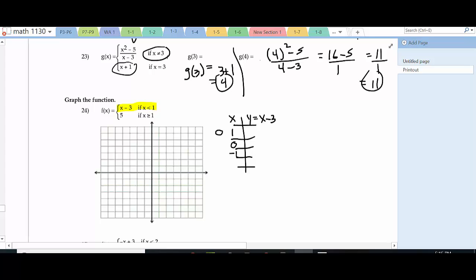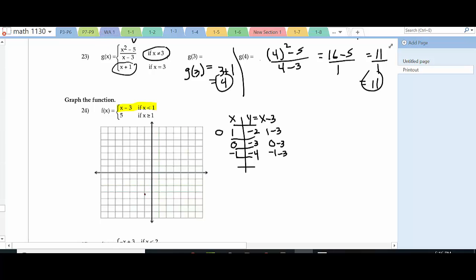Now this is a line, so now we just evaluate. We plug into x minus 3. So we're going to go 1 minus 3 is negative 2, 0 minus 3 is negative 3, and then negative 1 minus 3 is negative 4. Okay, so that's going to go like that. Start with 1 as your barrier, and then pick numbers below. Now go ahead and plot those points.